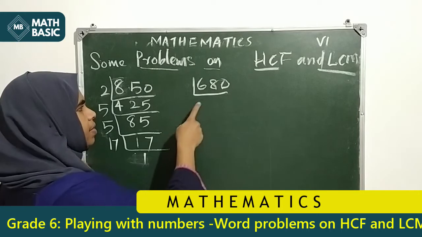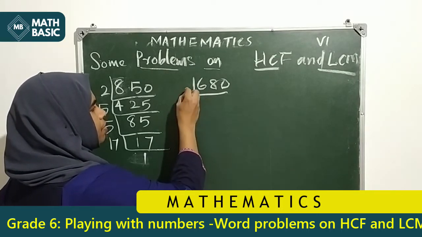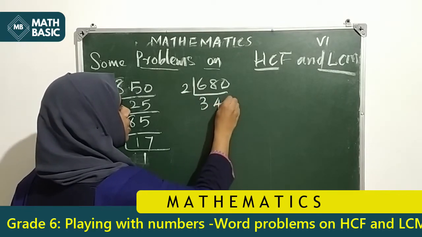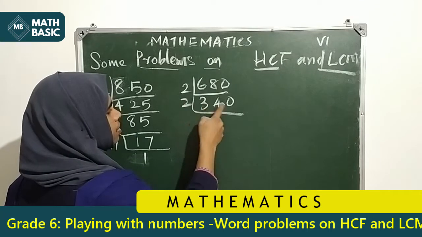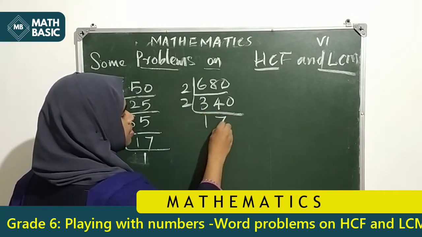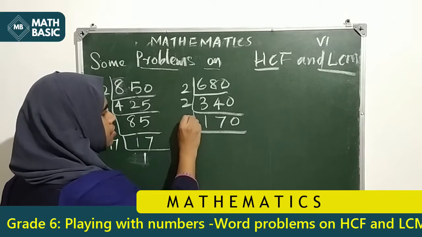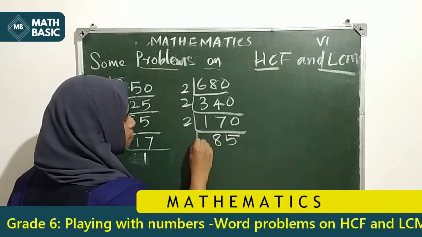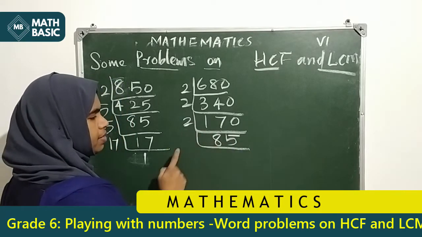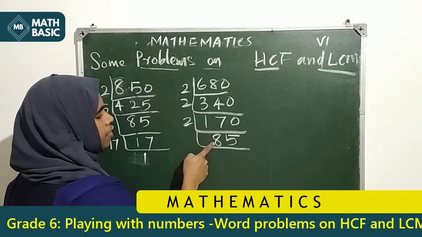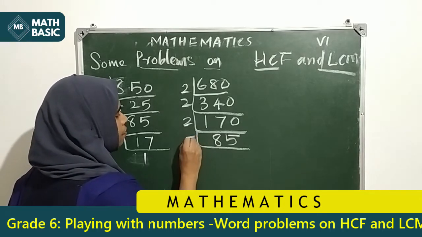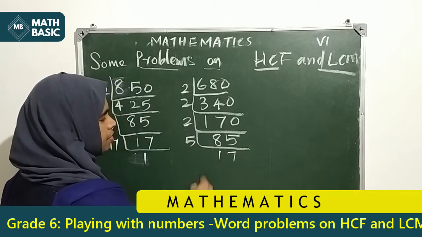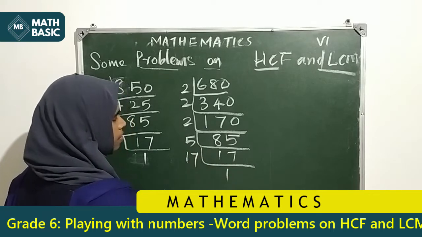In 680, this is an even number. Take 2, so 340. Again 2, 170. Again 2, then 85. Then check by 3. We cannot divide by 3, so take 5, 17. 17 is a prime number.